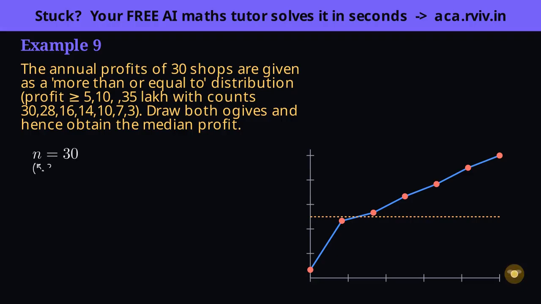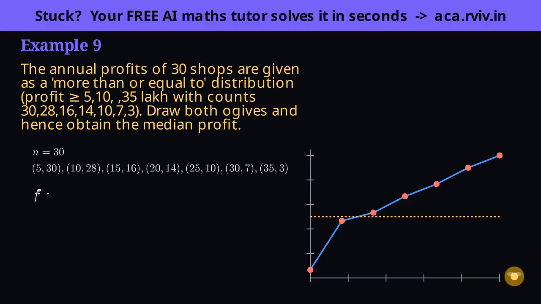The more than ogive counts down how many shops earn at least this much. Plot the given counts against the lower class limits. 30 shops earn at least 5, 28 at least 10, and so on. This curve falls as you move right.